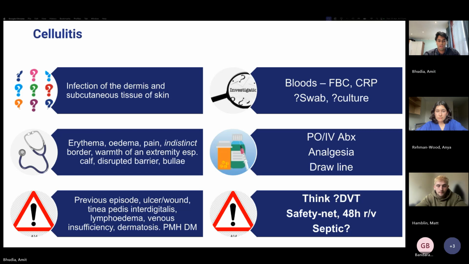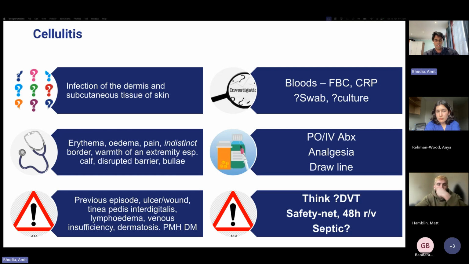In terms of what your risk factors for this would be, if they've had any previous episodes of cellulitis, if they've got any wounds or breaks in the skin, any ulcerations, also if they have athlete's foot, apparently that's associated with recurrent cellulitis. If they've got venous insufficiency or a past medical history of diabetes, that can also increase your chances of getting cellulitis.